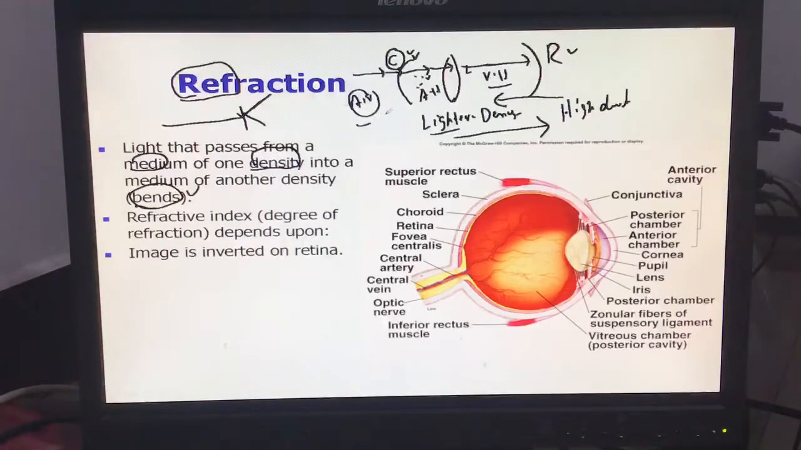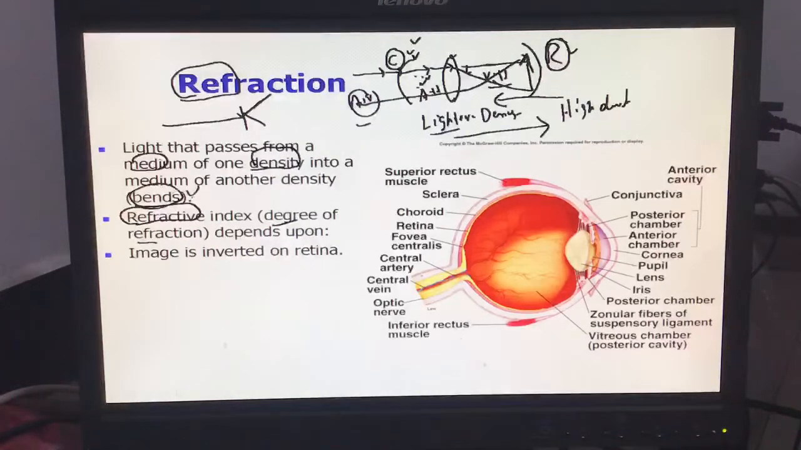When light passes through the transparent cornea and the transparent lens, light is bent and changes direction. The light rays bend, cross each other, and make an image here. Then this image is focused on the retina. In physics, different categories of media have different refractive indices. The refractive index is a degree of refraction.